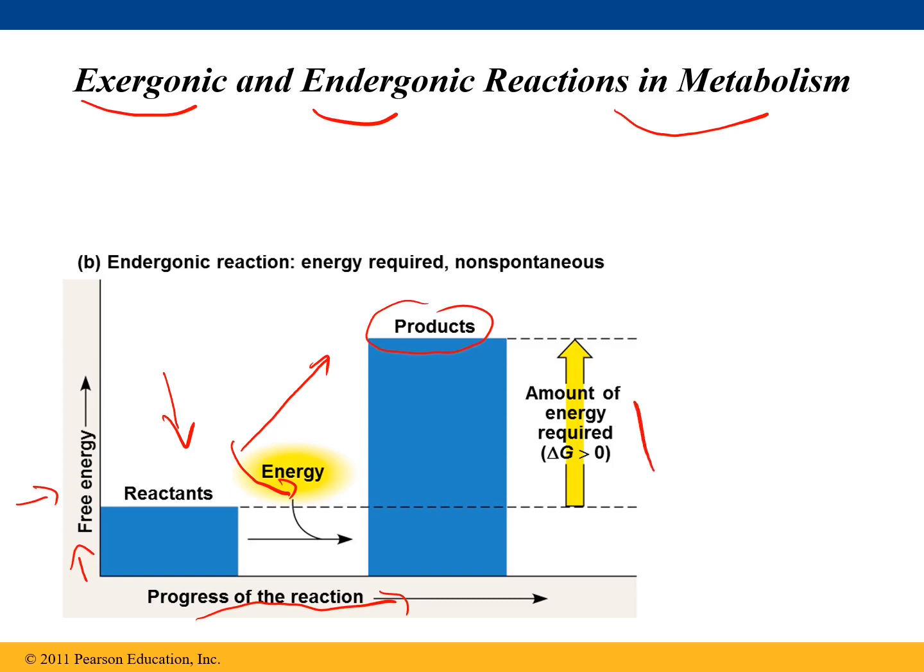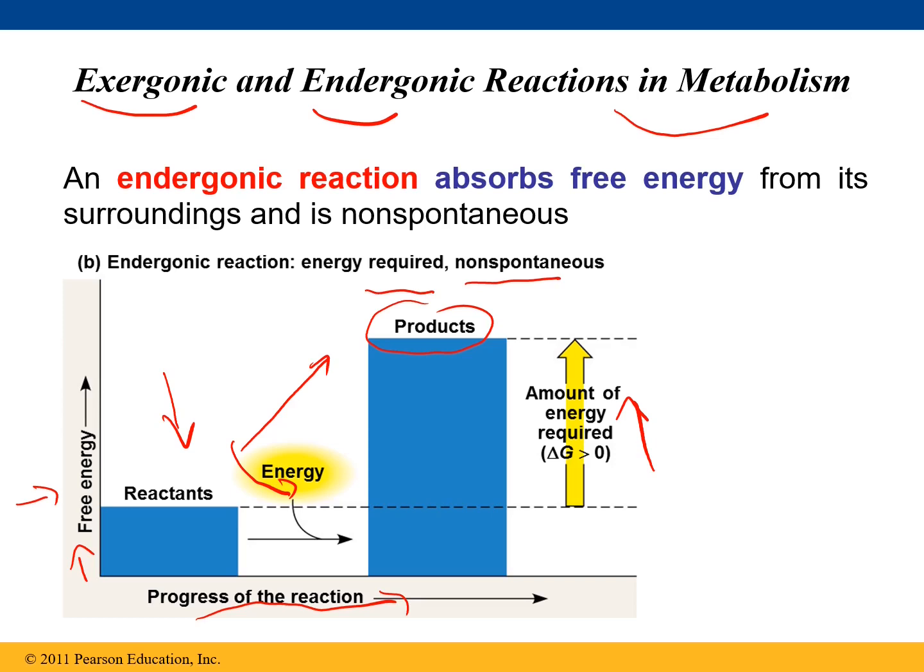So this reaction is not spontaneous because it requires energy. So endergonic reactions absorb energy from their surroundings and are non-spontaneous. So first, they absorb energy, they are not spontaneous, and generally they get this energy from ATP.